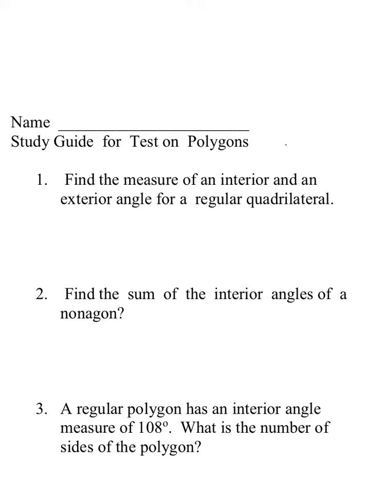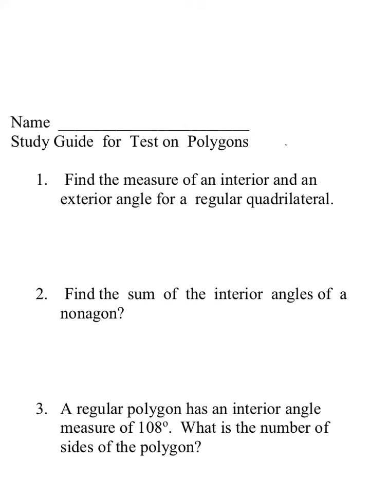All right, so study guide review, question number 1. Find the measure of an interior and an exterior angle for a regular quadrilateral. Several ways you can do this. Now, most of you probably know what a regular quadrilateral is. What is that? It's a square. But let's talk about the process if you don't happen to know what the shape would be offhand.